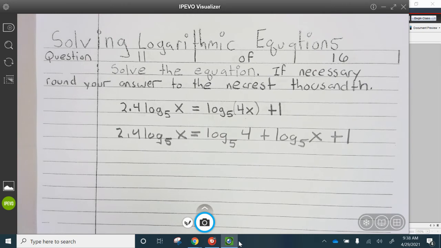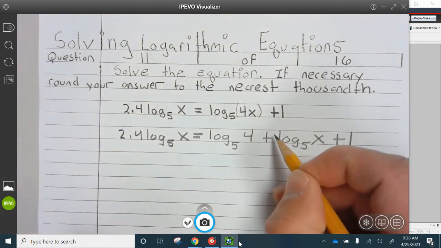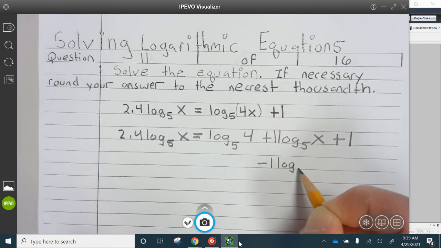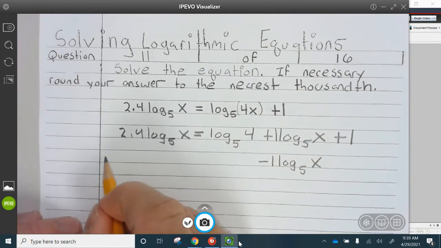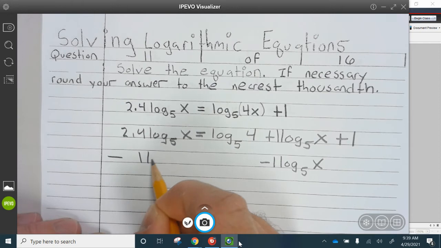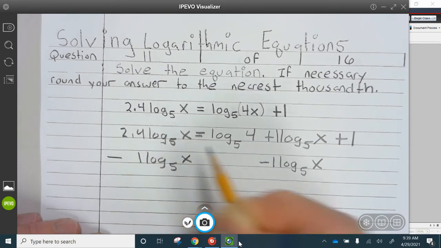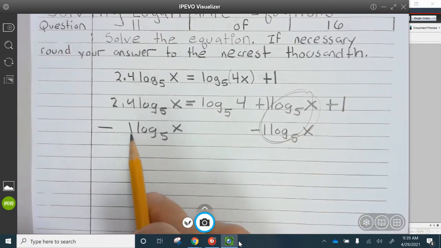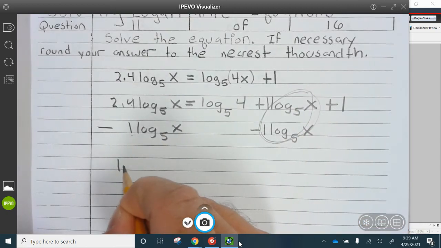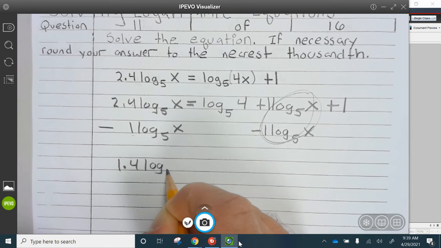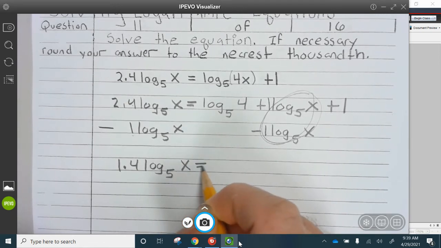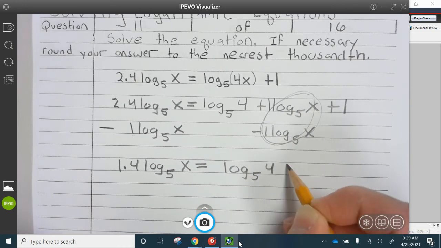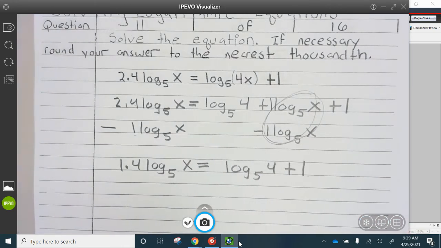Now, we need to do that because now we need to subtract. This is technically a 1 in front, so we're going to subtract 1 log base 5 of x from both sides. That becomes 0. 2.4 minus 1 is 1.4 log base 5 of x equals log base 5 of 4 plus 1.